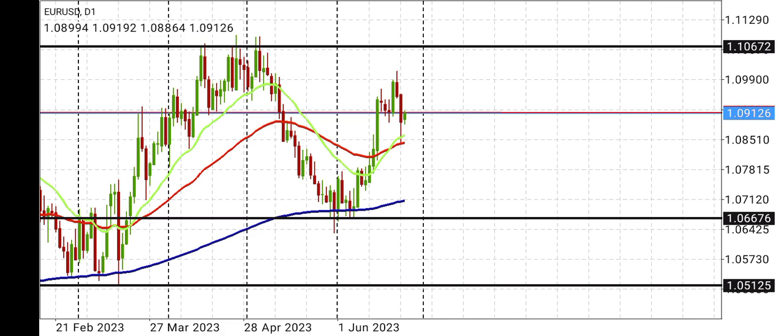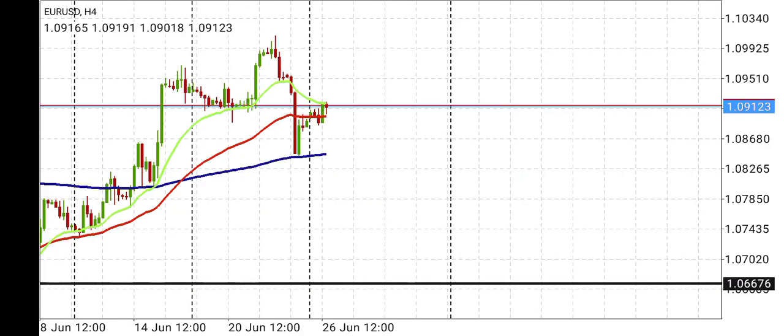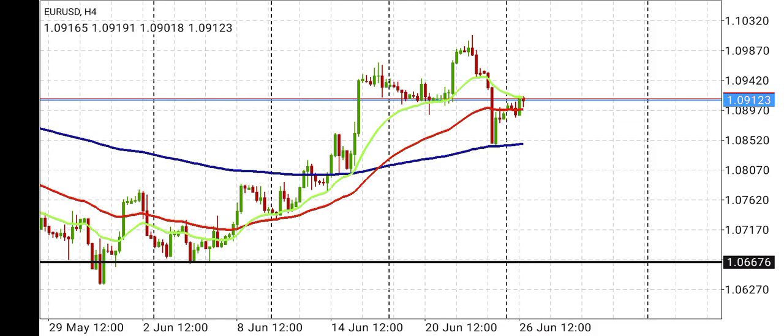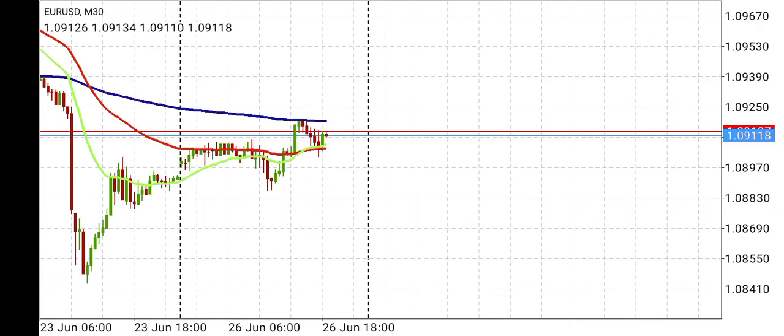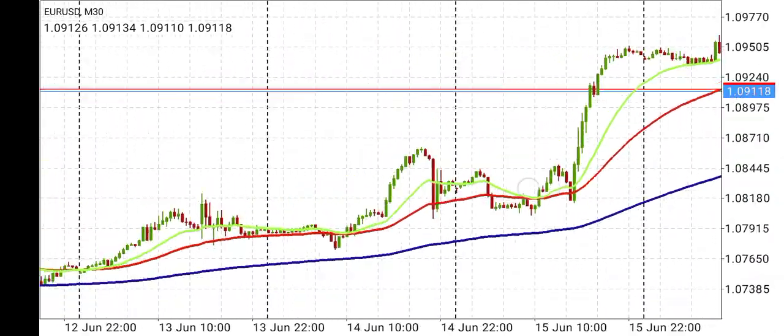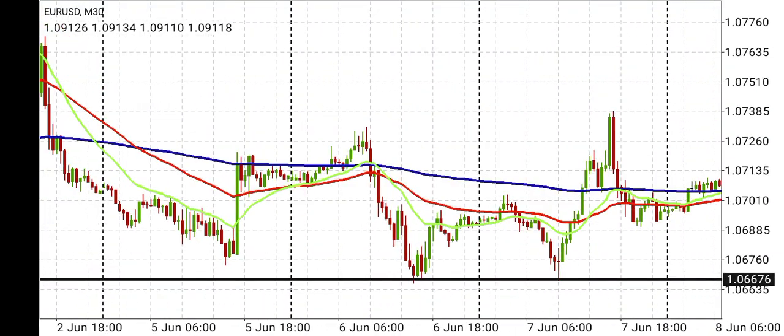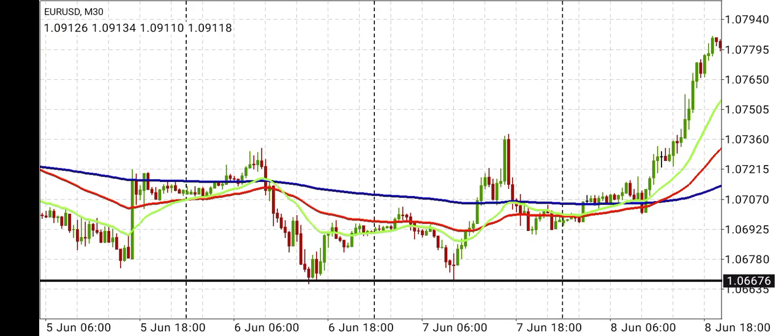Once I spot a bullish candlestick here, I go to my H4. I see a bullish candlestick. I just come straight to my 30 minutes time frame. What do you still see? Double bottom. And what does that signify? Bullish.